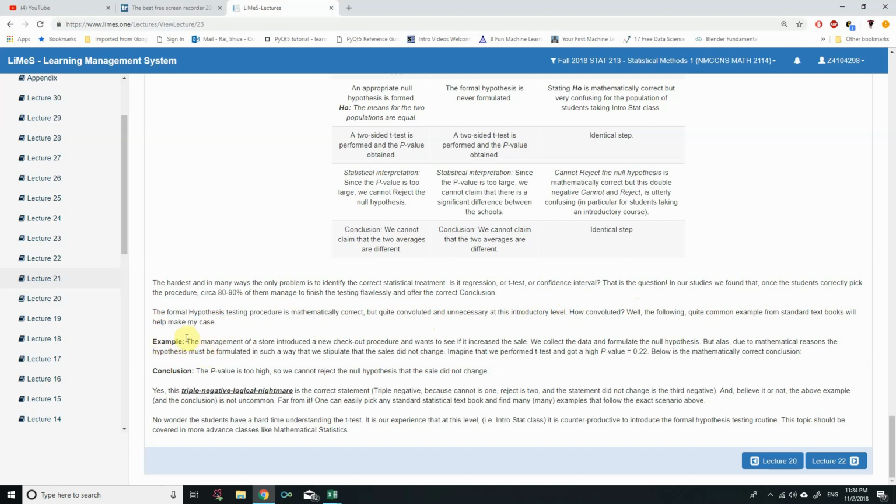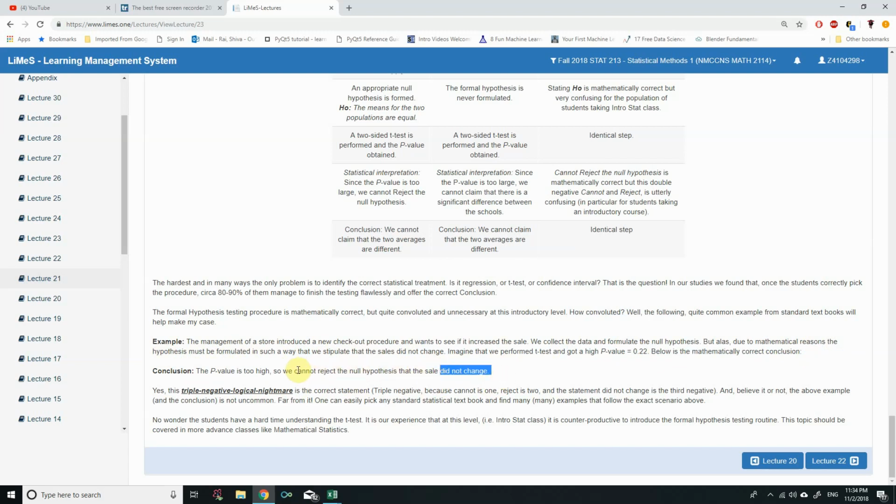Okay, example: the management of a store introduced a new checkout procedure and wants to see if the sales increased. Okay, we collect the data and formulate the null hypothesis, but due to mathematical reasons, the hypothesis must be formulated in such a way that we stipulate the sales did not change. Imagine that we performed a t-test and got a high p-value, 0.22. Below is the mathematically correct conclusion in a standard textbook. The p-value is too high. We cannot reject the null hypothesis that the sales did not change. So cannot, reject, and did not change.